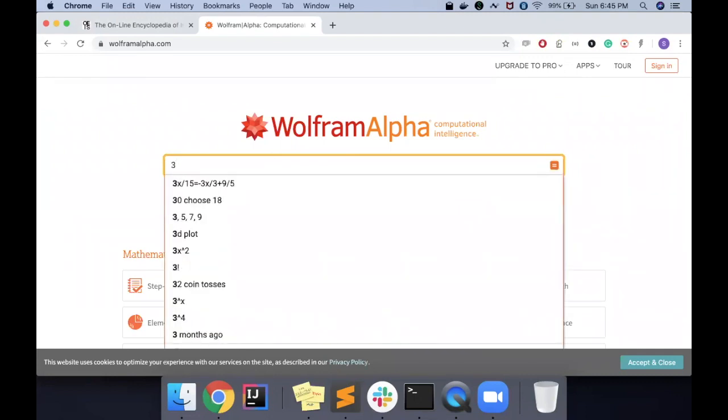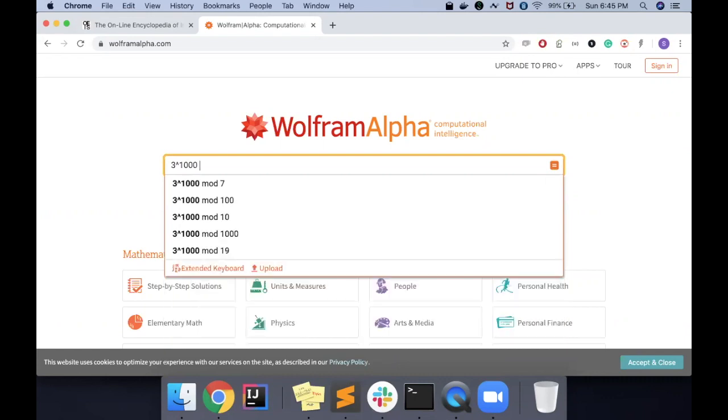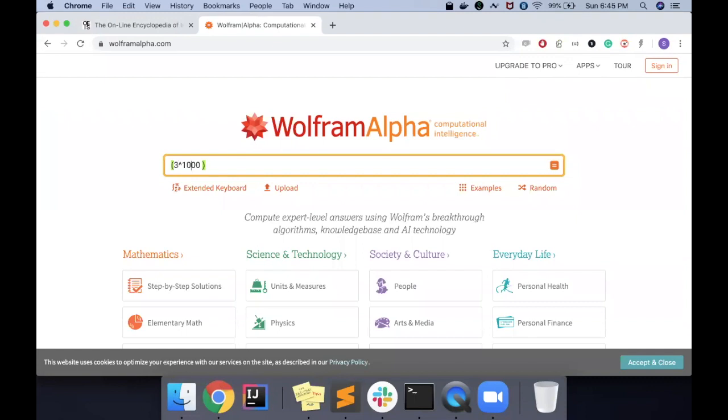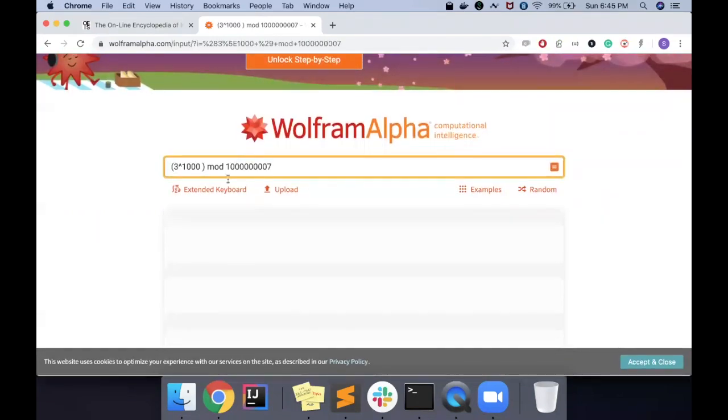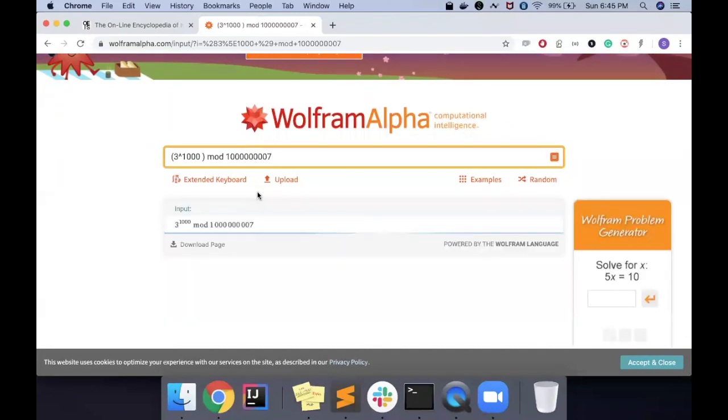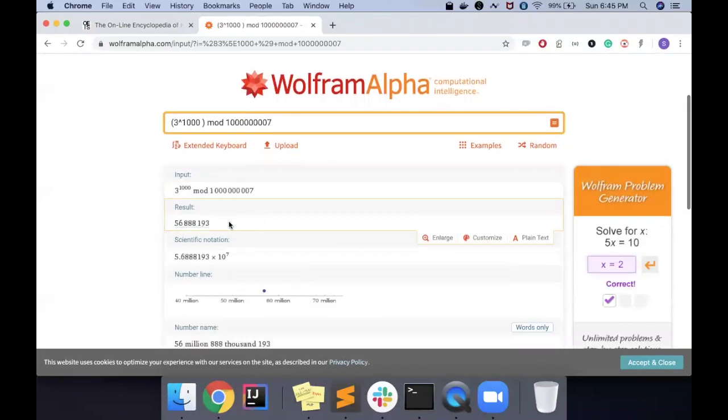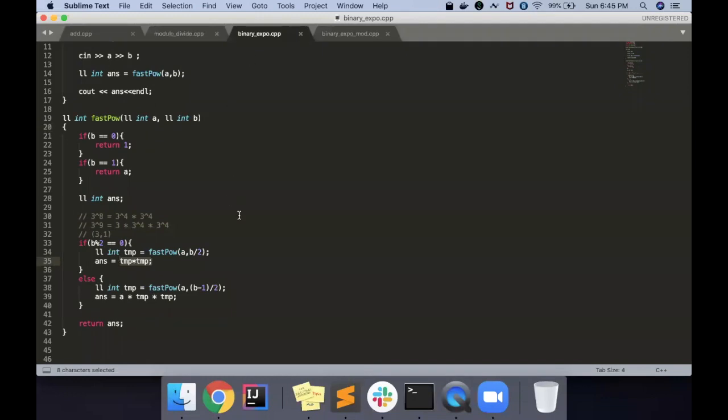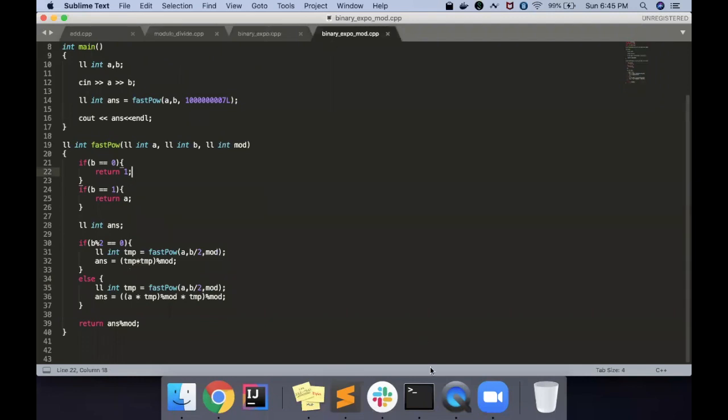So if you calculate here, let's say you want to check our answer. You want to calculate 3 to the power 1000. Mod, you have to write it like this: 10 to the power 9 plus 7. So 3, 4, 5, 6, 7, 8, 7. And just press enter. I'm just telling you how to debug your solution, right? So you got the answer. Now let's check our code. So our code was this part. Simply, I'm just trying to calculate the 3 to the power 1000 part. So I'm using this code, binary exponential mod.